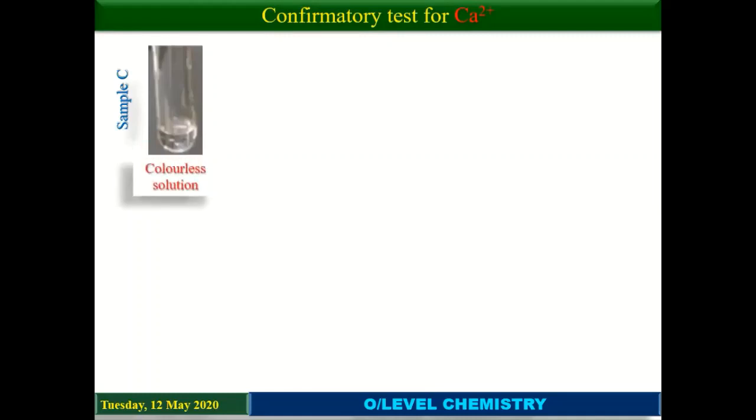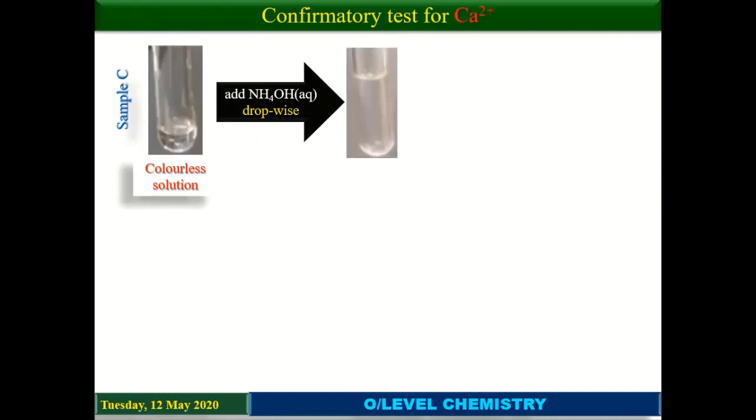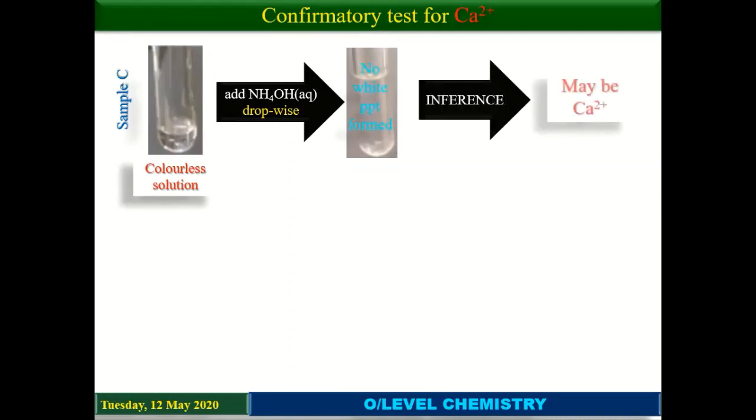You can see here a colorless solution. On adding ammonium hydroxide dropwise, we have got no precipitate. Ammonium hydroxide in a small quantity gives no precipitate with calcium. If there is calcium, and we have shown our probability of calcium ions present in sample C, so our result is compatible with our previous result with sodium hydroxide. So no PPT formed. So the inference is that there might be calcium. Still, it is not confirmed.